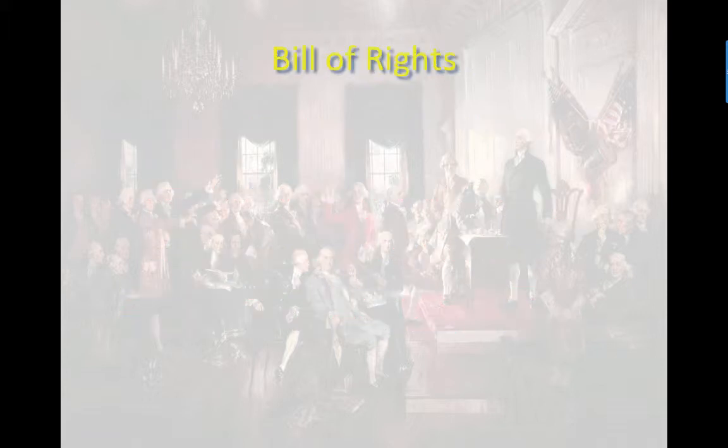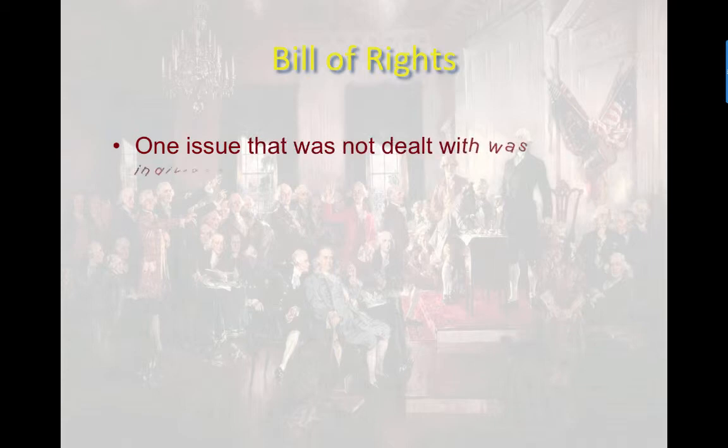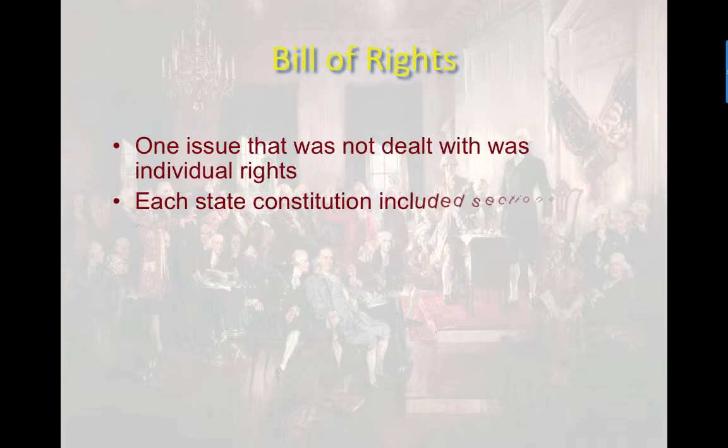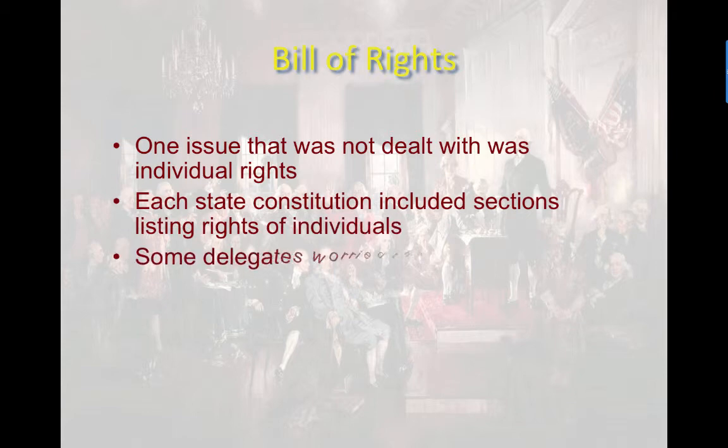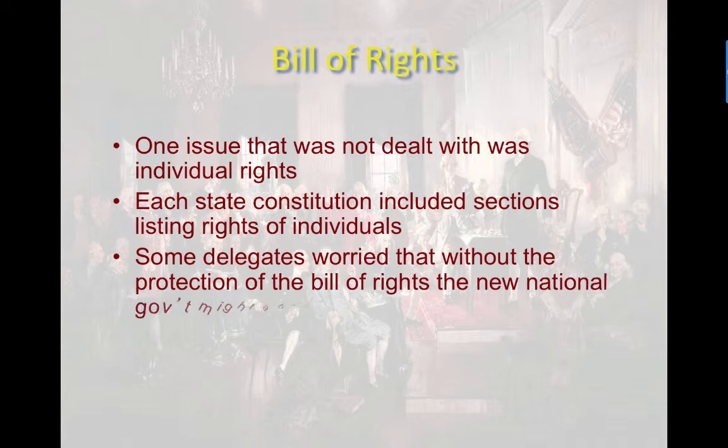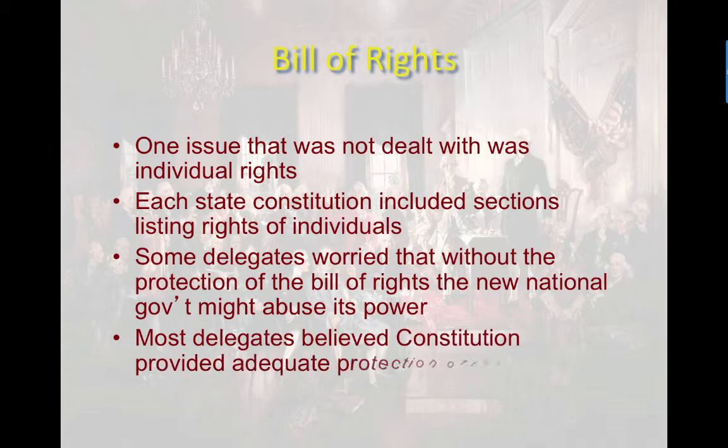The final compromise that had to be covered before the Constitution could be agreed to was the Bill of Rights. Individual rights were not included in the Constitution, but each state constitution had a list of individual rights. So delegates worried that the new government might abuse its power if there was no Bill of Rights. But most delegates, including James Madison, believed the Constitution provided adequate protection of the individual rights. What was agreed, the compromise, was that the first Congress that met following the ratification of the Constitution would develop the Bill of Rights.